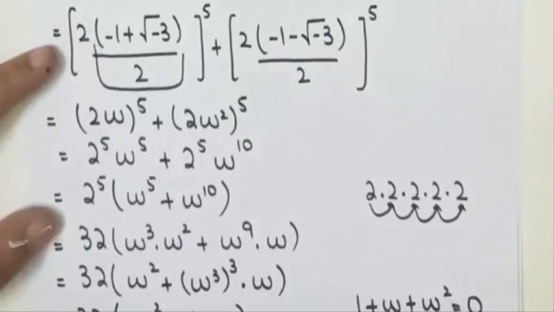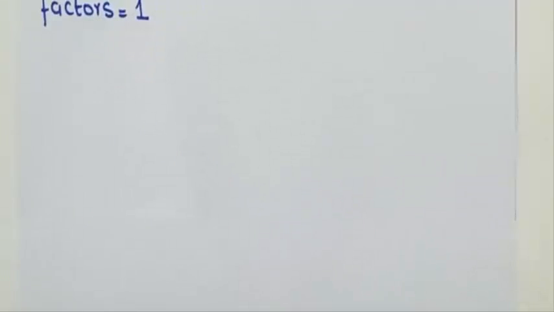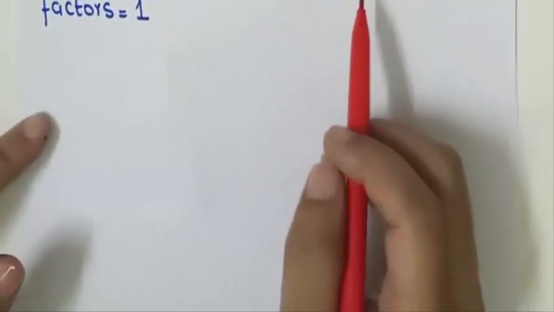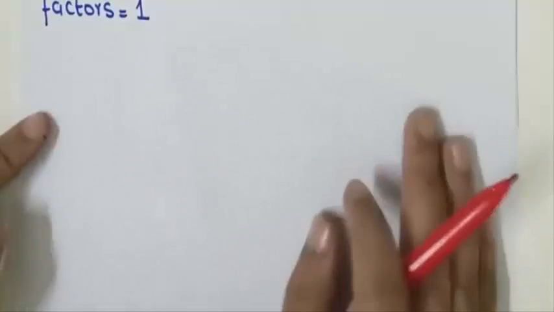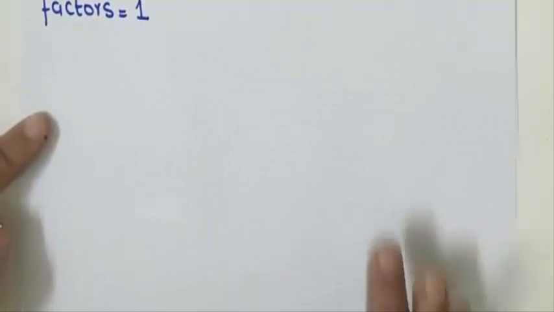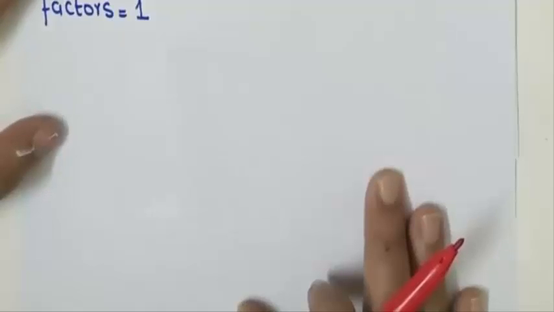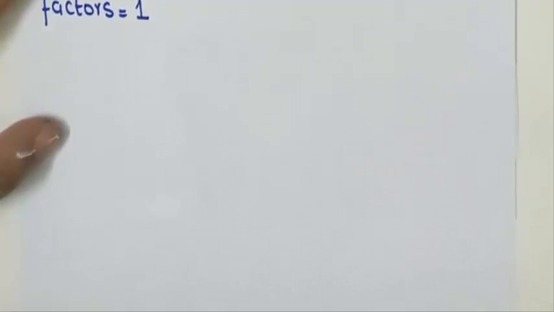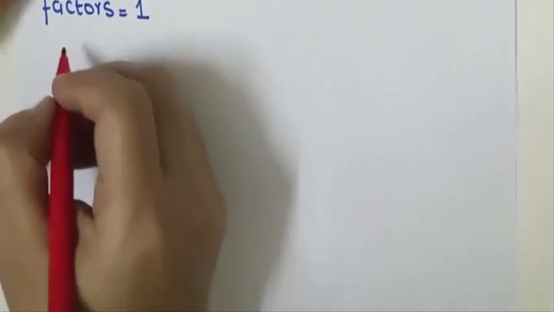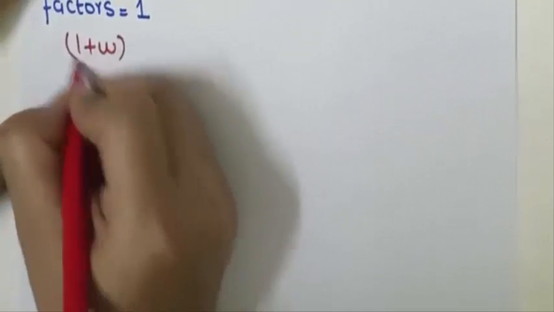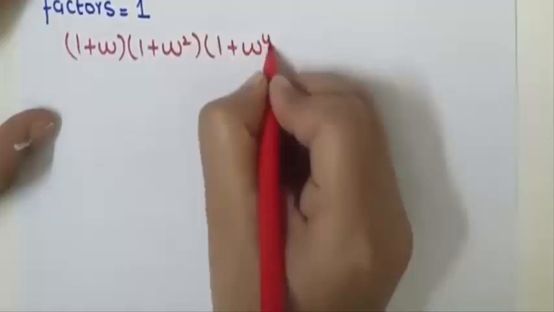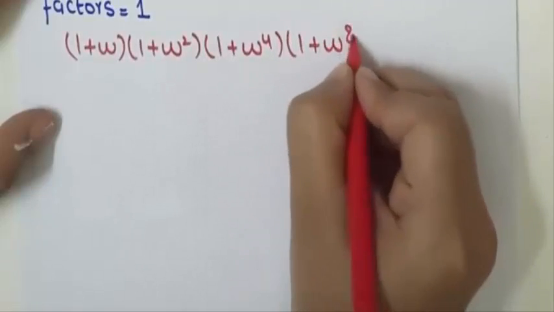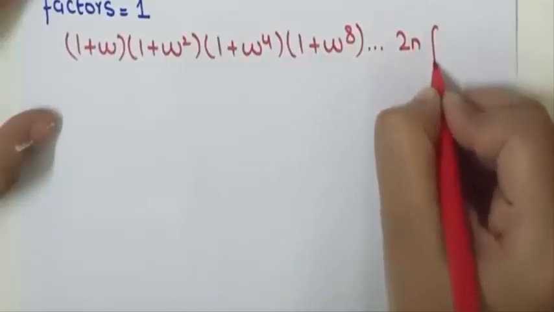Let's take another example. So the next question we have is, show that 1 plus omega into 1 plus omega square into 1 plus omega 4 into 1 plus omega 8, up to 2n factors, is equal to 1. Let's solve it. We will take the left hand side of the equality, and we have 1 plus omega into 1 plus omega square into 1 plus omega 4 into 1 plus omega 8 up to 2n factors.